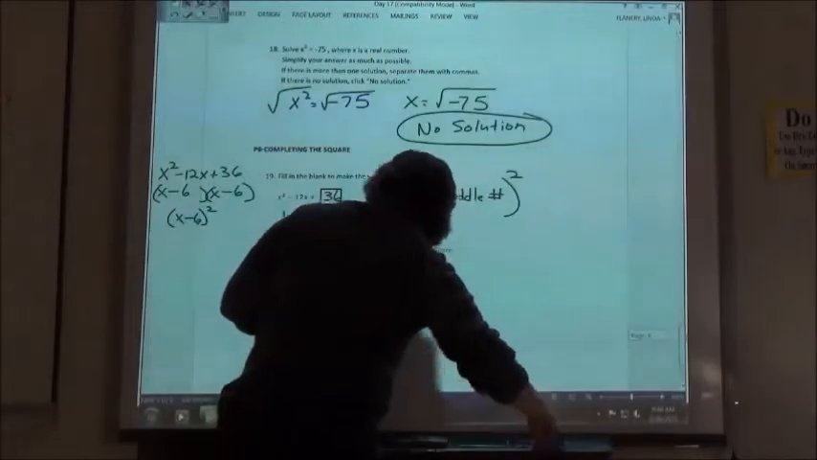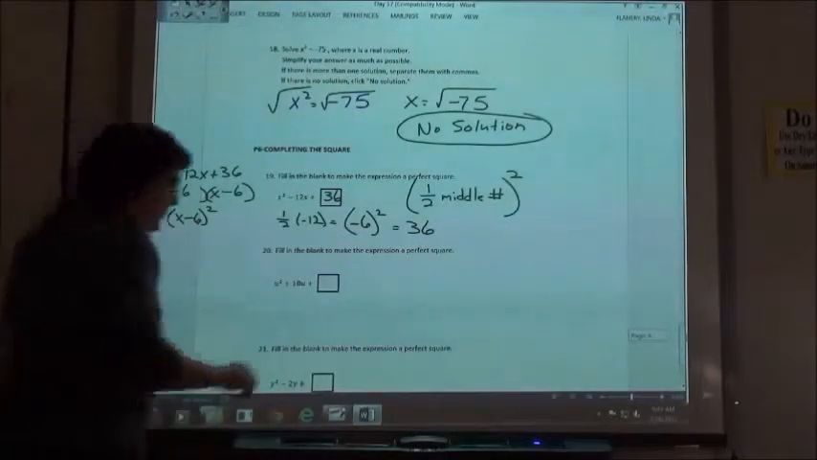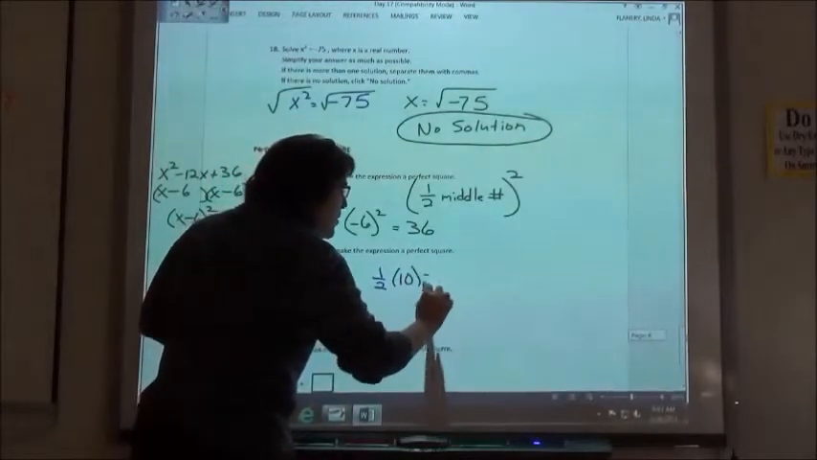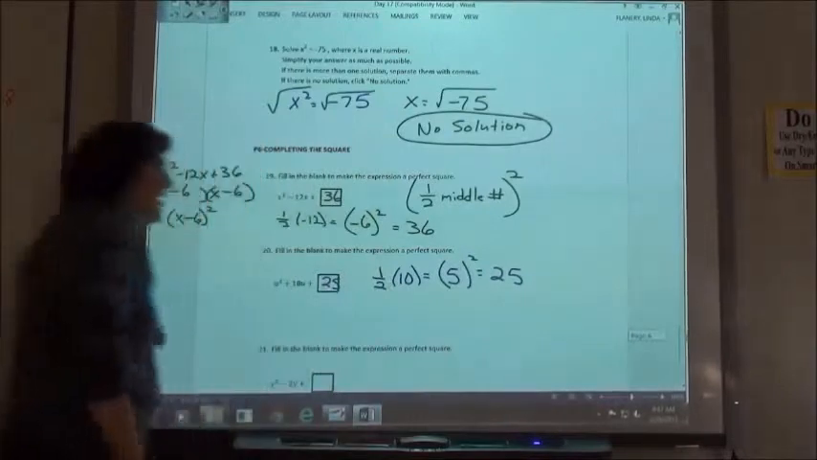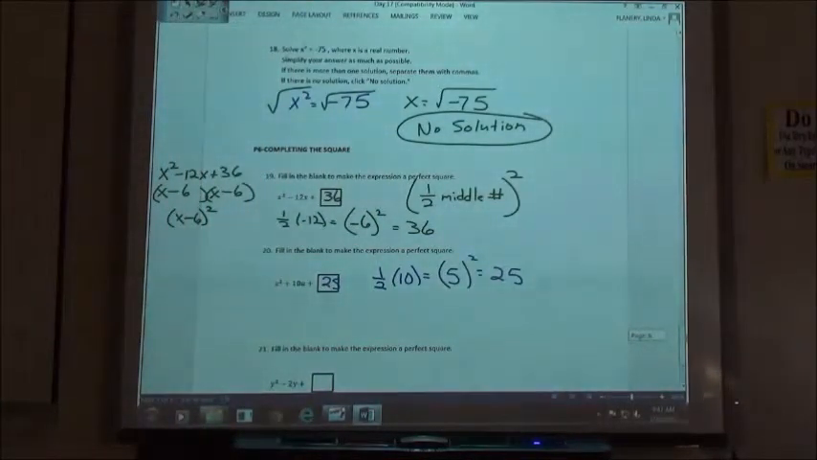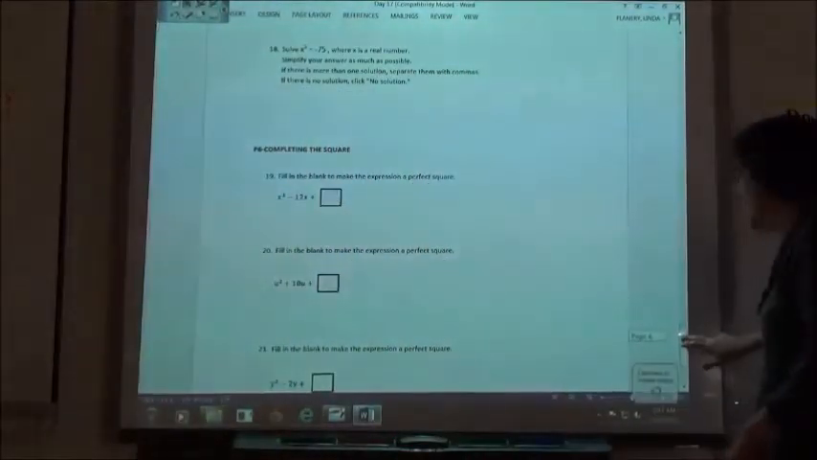So on number 20, I want to find out what that end number should be. We're going to do half of our middle number. Half of 10 is 5. 5 squared is 25. Should probably show my work so you know what I did. Right? Half of 10 is 5 and 5 squared is 25. So completing the square, fill in the blank to make it a perfect square is what it says there.